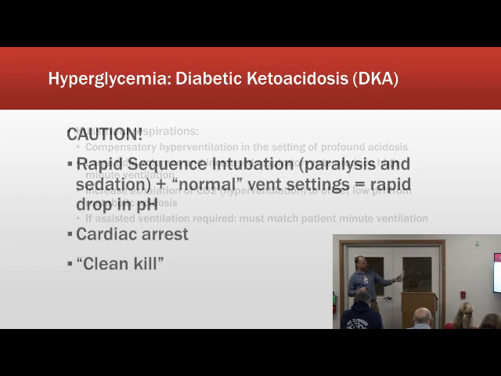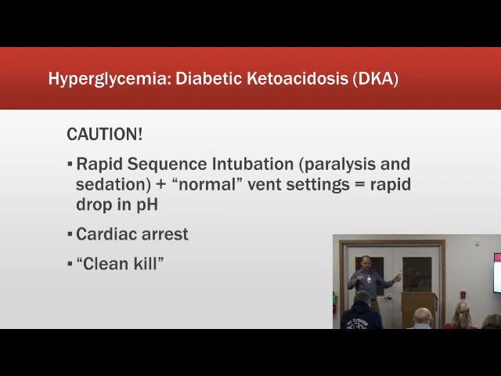So, you guys don't do RSI, at least most of you don't. Bob, you've been involved in this maybe. And in the emergency department, if we see someone with DKA, maybe they're going to get intubated at some point, like if we're going to transfer them, we may want to protect their airway. But boy, you've got to be really careful, because if you paralyze them with drugs and sedate them, and you put them on normal settings for a normal 70-kilogram person, in a few minutes they're going to die. Seriously, this is like a clean kill. You can't do that.